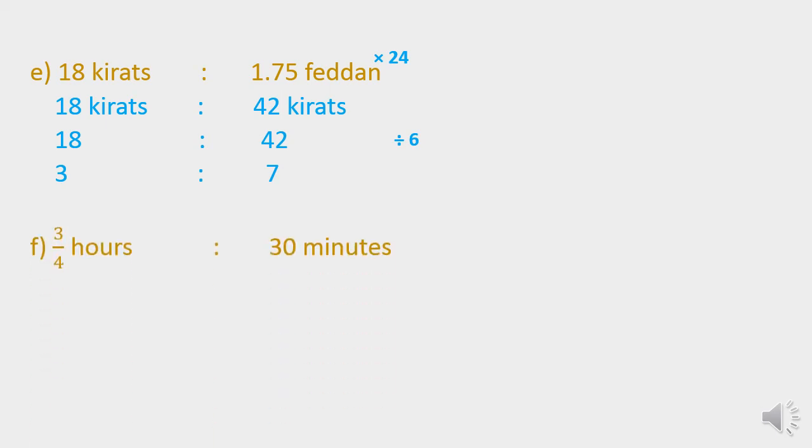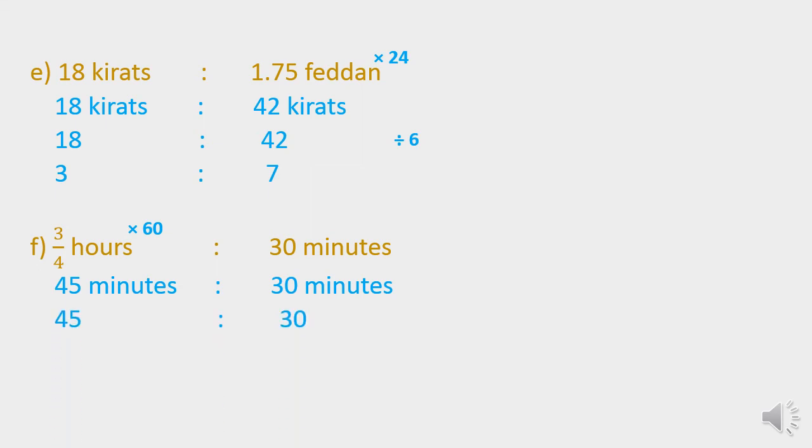3/4 hours to 30 minutes. We can convert the greater unit to the smaller unit, and an hour has 60 minutes. Then we can multiply 3/4 by 60. 3/4 times 60 equals 45 minutes to 30 minutes. We can ignore the units because they are the same unit. Then we have the ratio 45 to 30.